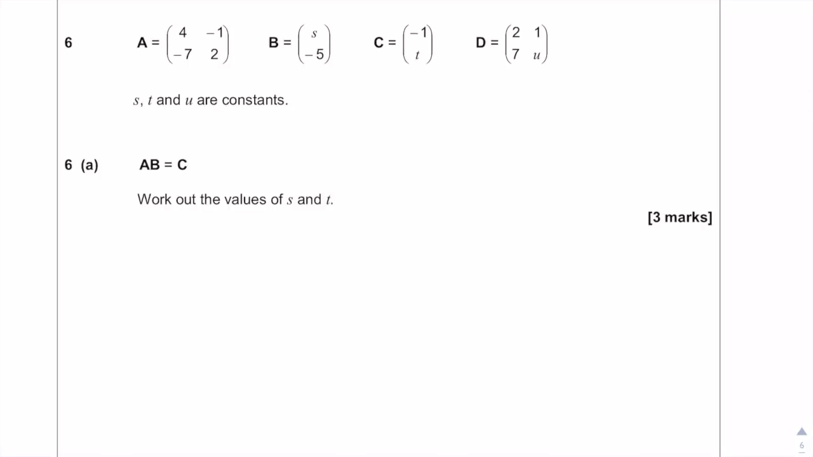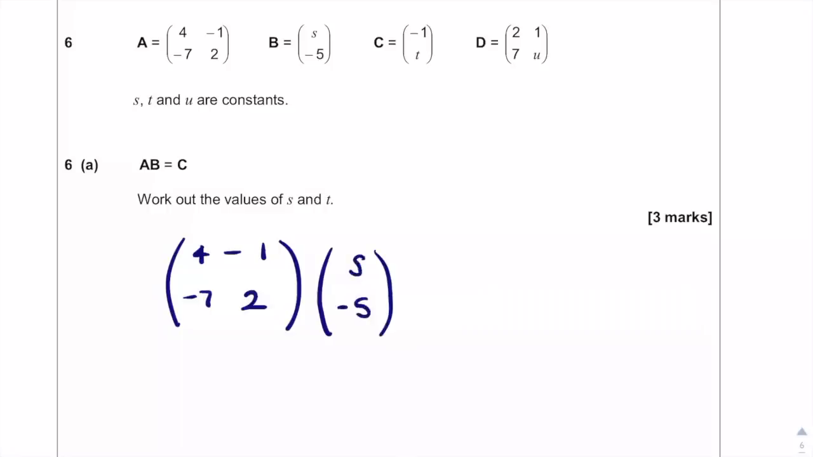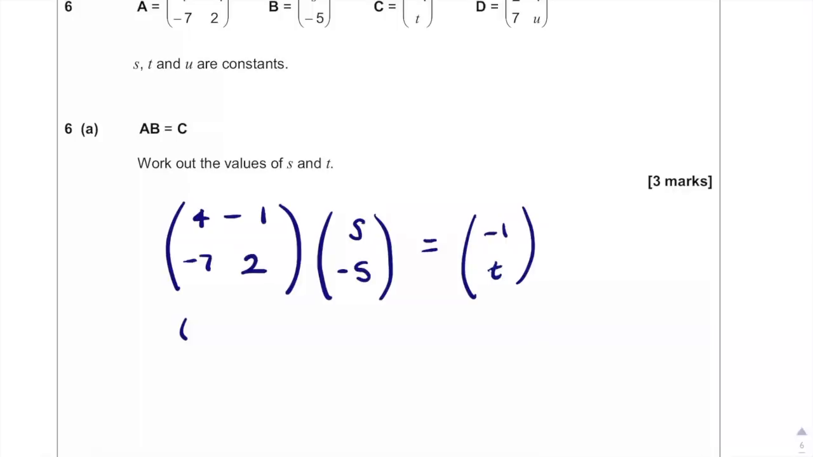So if we take matrix A, we're doing 4, -1, -7, 2, multiplied by B, which is s, -5, which is equal to C, which is -1, t. Okay, so what we know is that this is a 2 by 2 matrix. This is a 2 by 1. And this is a 2 by 1. So we know that when we multiply these two matrices together, we're going to get a 2 by 1 matrix.